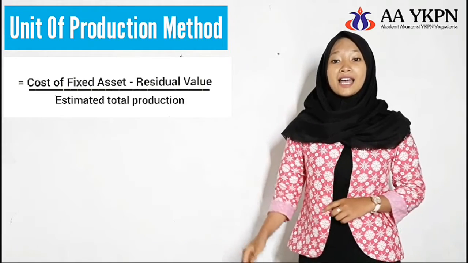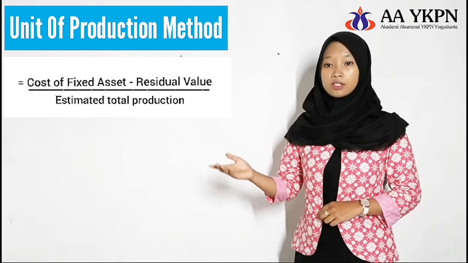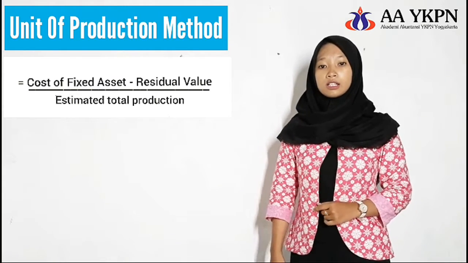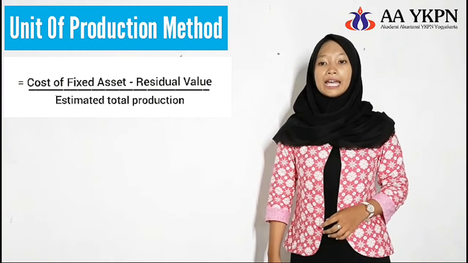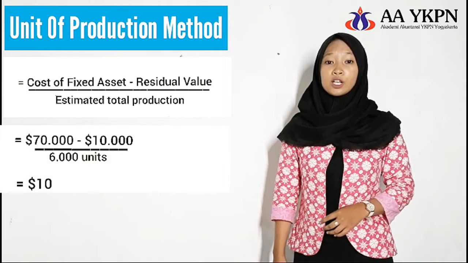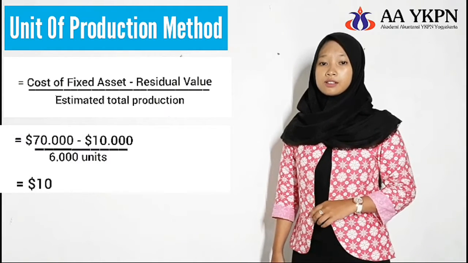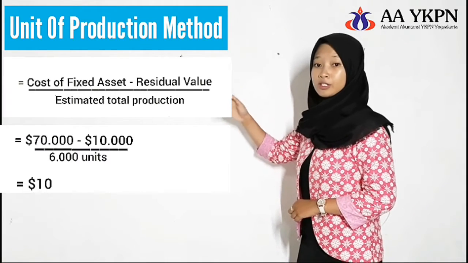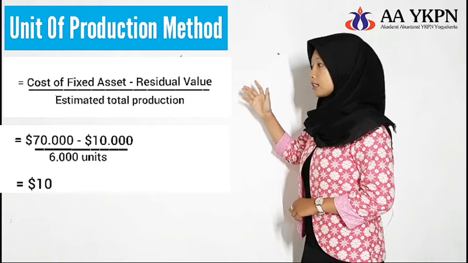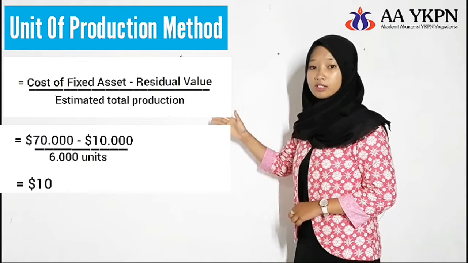Example, an asset has original cost $70,000, salvage value $10,000, and is expected to produce 6,000 units. Depreciation is $70,000 minus $10,000 divided by 6,000 units.